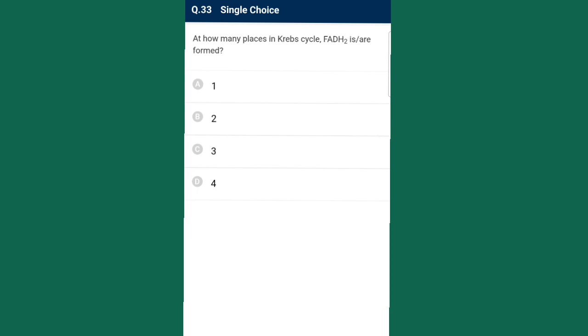Question number 33. At how many places in Krebs cycle is FADH2 formed? In Krebs cycle, dehydrogenation reaction occurs 4 times, among which there are 3 points in the cycle where NAD is reduced to NADH2 and 1 point where FAD is reduced to FADH2 when succinate is converted to fumarate. So the answer is option A, 1.